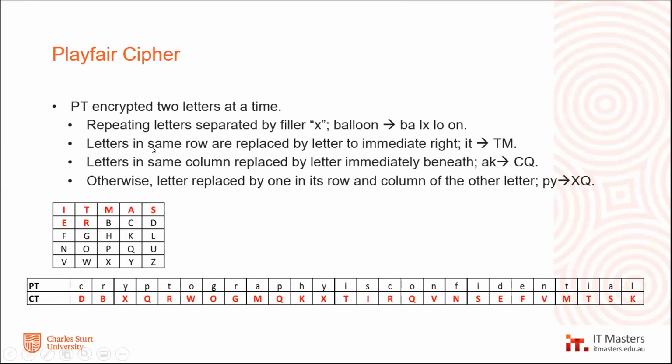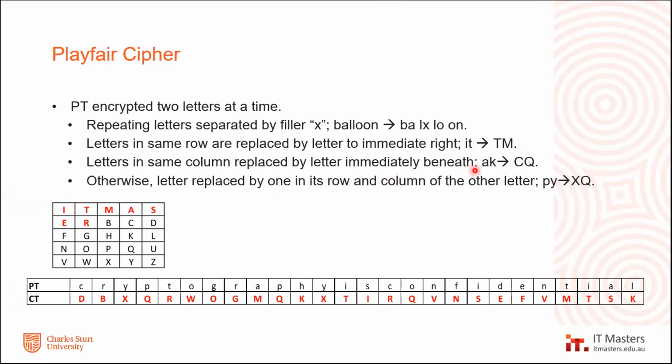Then, letters in the same row. If they're in the same row of the Playfair grid, we replace them by the letter to the immediate right. In other words, the letters IT become TM. Let me explain that. The letters IT are in the same row, so we replace each letter by the letter that's immediately to the right. So I becomes T, T becomes M. Therefore, IT becomes TM.